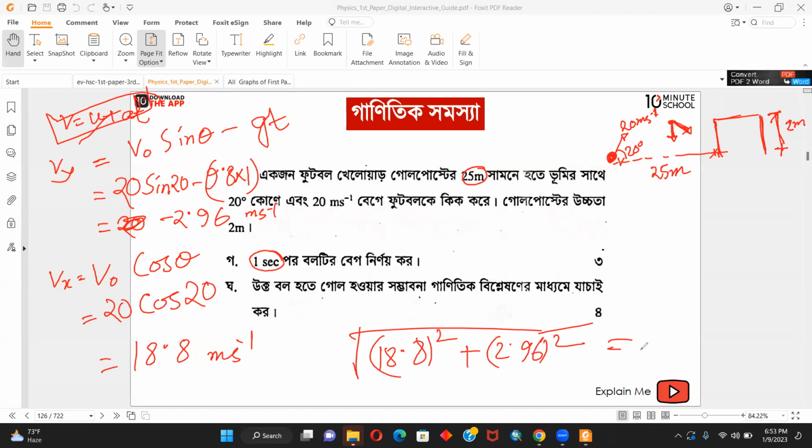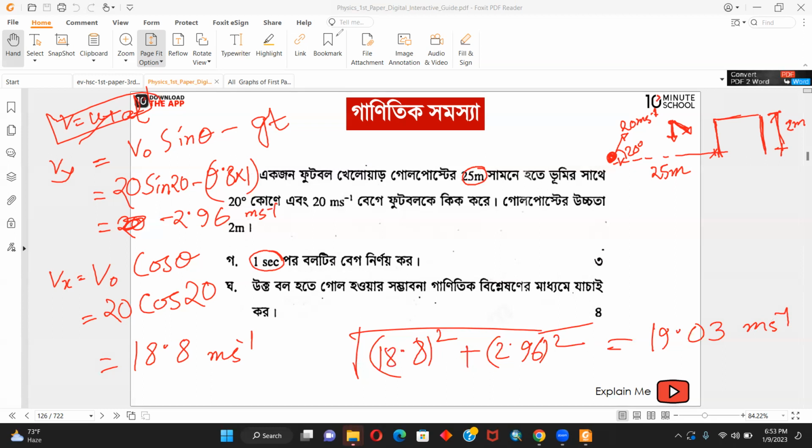If we try to get the resultant, it will be the square root of 18.8 squared plus 2.96 squared, which equals 19.03, right? Is it correct? Yes.